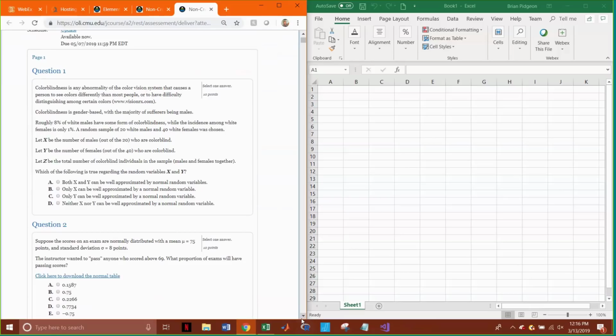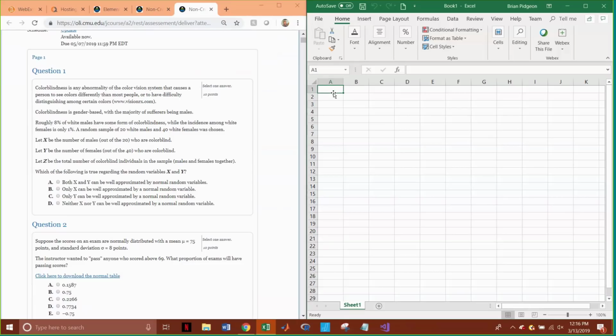Color blindness is any abnormality of the color vision system. Gender based, roughly 8% of white males have some form of color blindness, while the incidence among white females is only 1%. A random sample of 20 white males and 40 white females was chosen. Let X be the number of males who are colorblind, Y be the number of females who are colorblind, and Z the total number of colorblind individuals. So which of the following is true about the random variables X and Y?